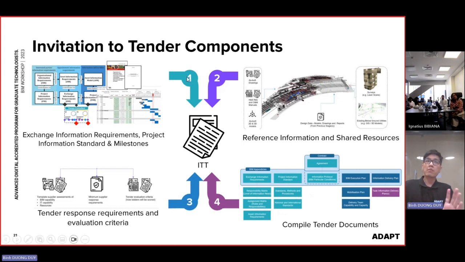On the left side, number one is the EIR, the requirements from the clients. We're going to receive reference information of the project, such as the drawings from the previous stage, the model, the concept model or concept drawing from the previous stage, so that we can calculate the size of the building. And then we also receive a lot of templates.